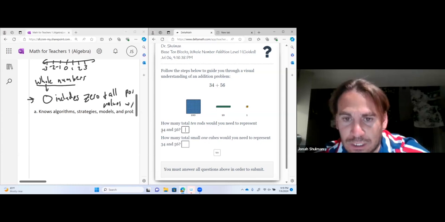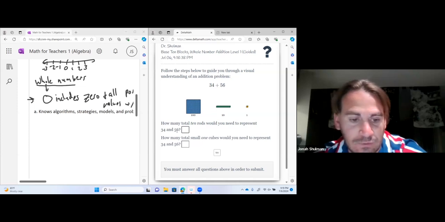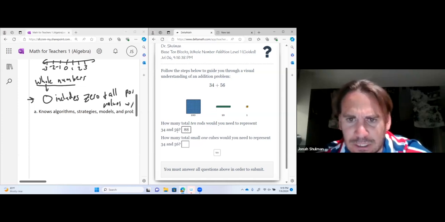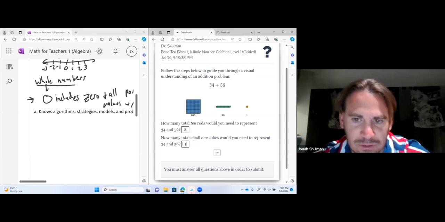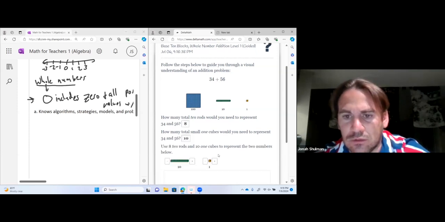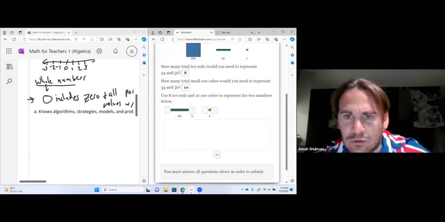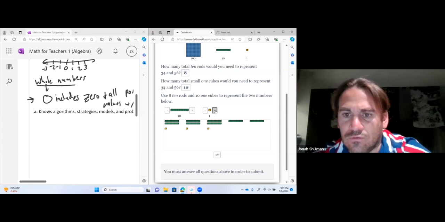How many 10 rods will we need to represent this? So there's 3 here, 30. So we need 3 10 rods, and there's 5 for 50. So we need 8 of these. So we need 8 10 rods. And how many small 1 cubes do we need? We need 10 small 1 cubes. Well, let's try it. 1, 2, 3, 4, 5, 6, 7, 8. 1, 2, 3, 4, 5, 6, 7, 8, 9, 10.